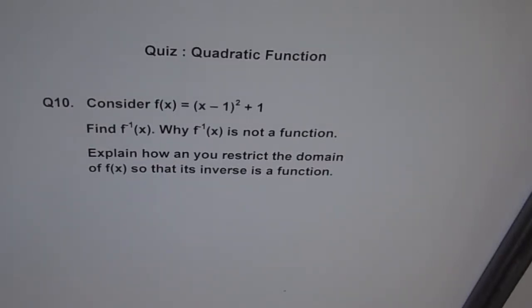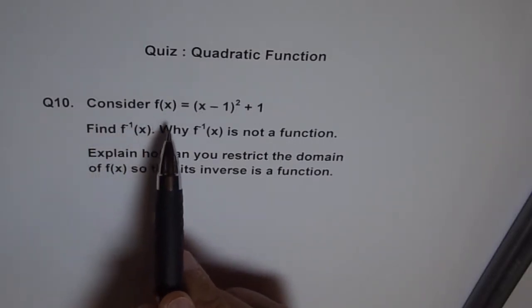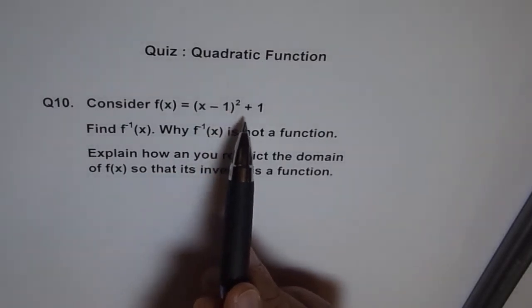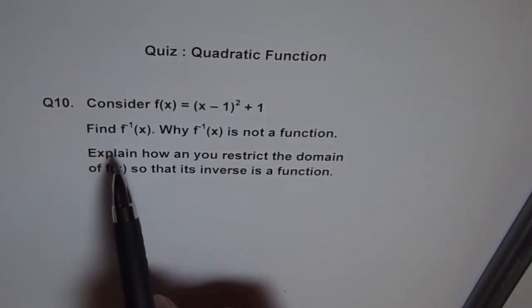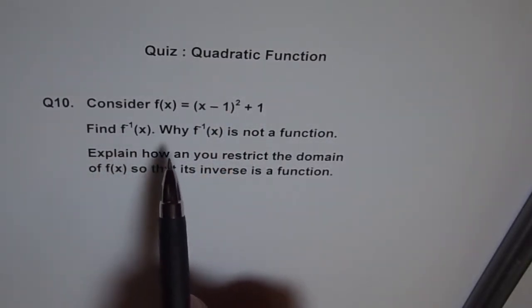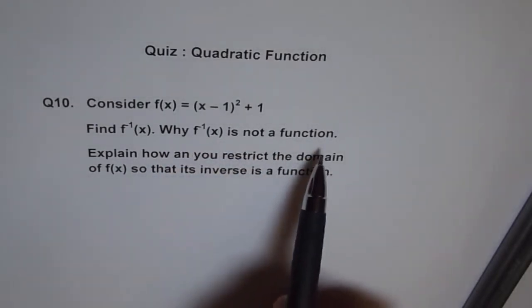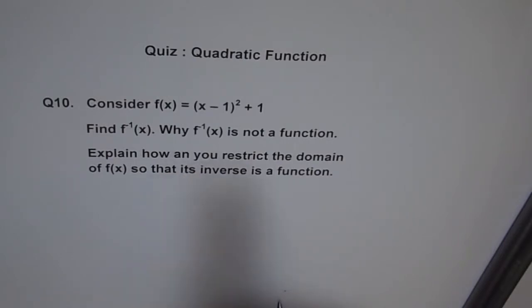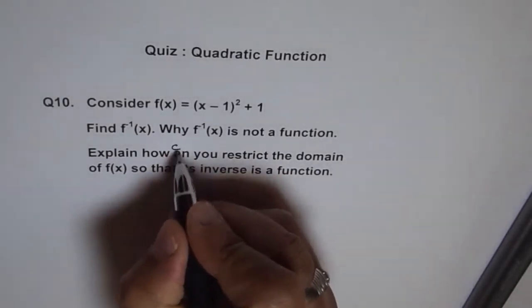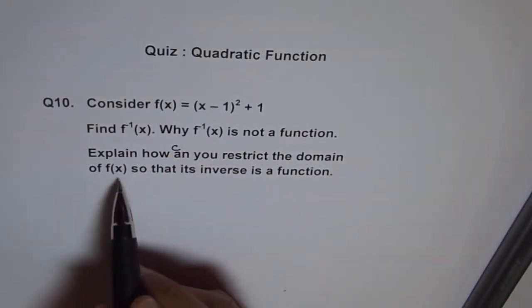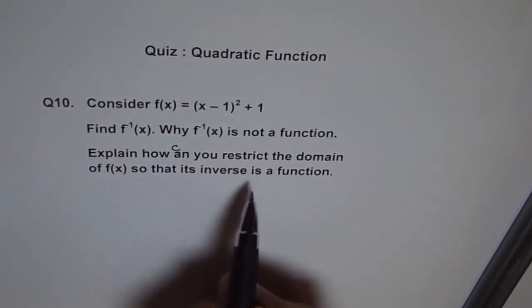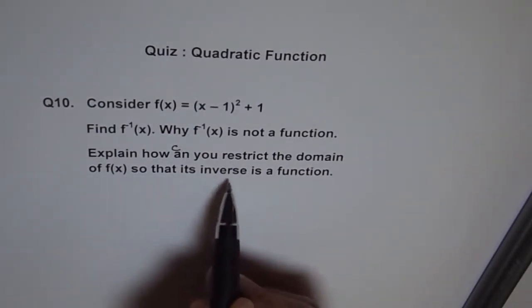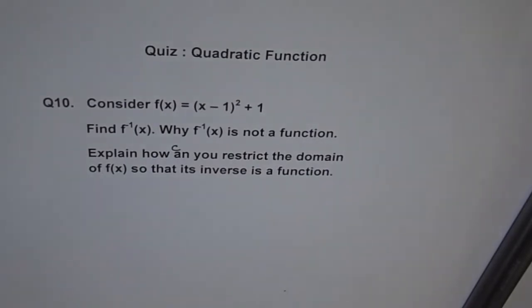Here is question number 10 on the quiz of quadratic function. It says, consider f of x equals (x minus 1) squared plus 1. Find f inverse x. Why is f inverse x not a function? Explain how can you restrict the domain of f of x so that its inverse is a function. Okay, right.